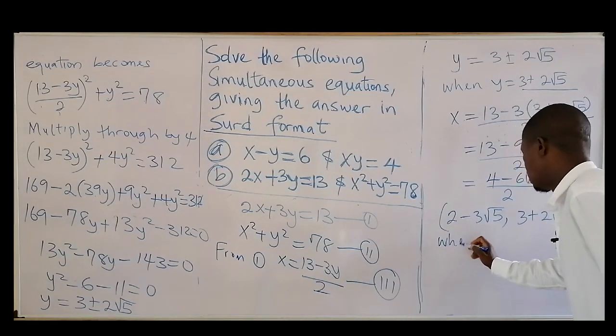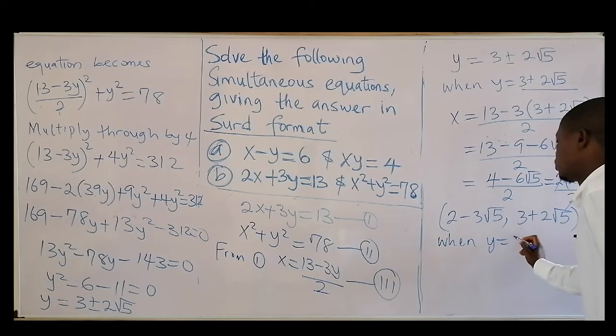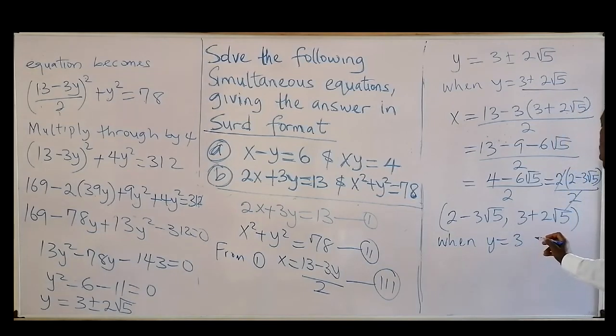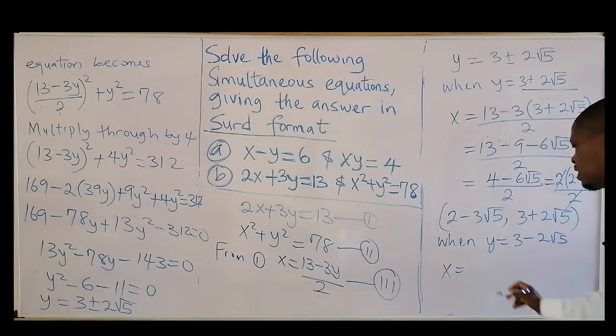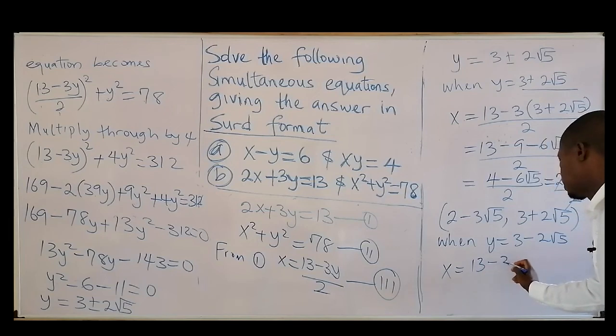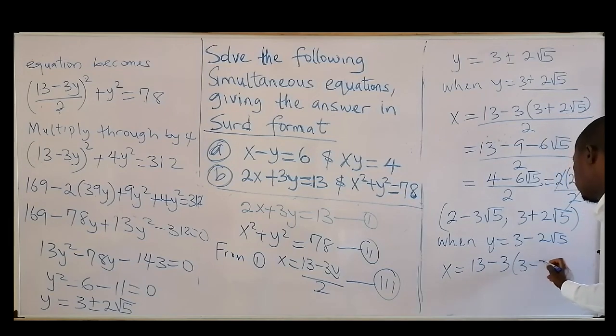So let's get the second value. When y is equal to 3 minus 2 root 5, let's get the corresponding x value. So x value will now become 13 minus 3, y is what? 3 minus 2 root 5, all over 2.